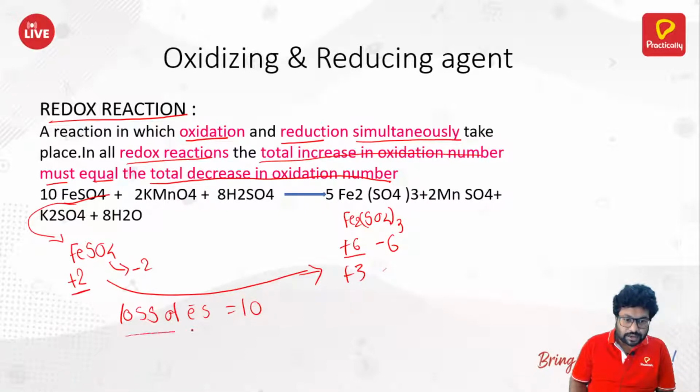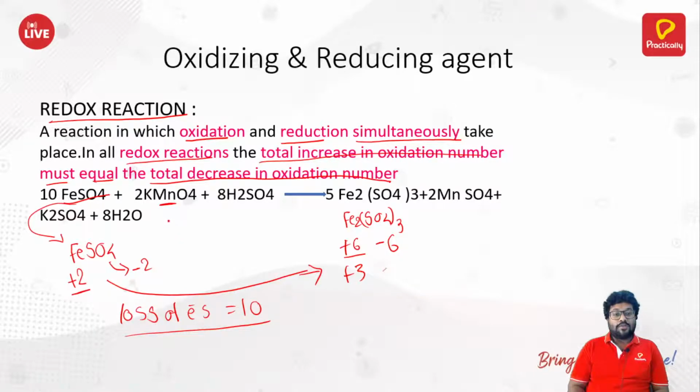Is of 10 electrons. Let's look at the gain in electron. Now look at the manganese. The oxidation state of manganese here is how much? It's +7. It's +7.